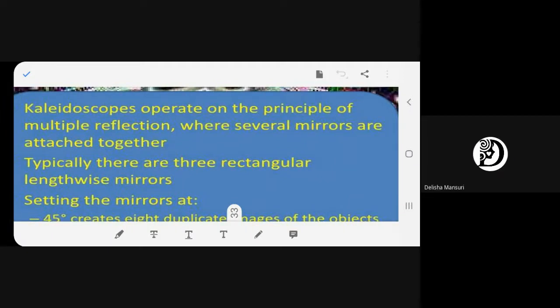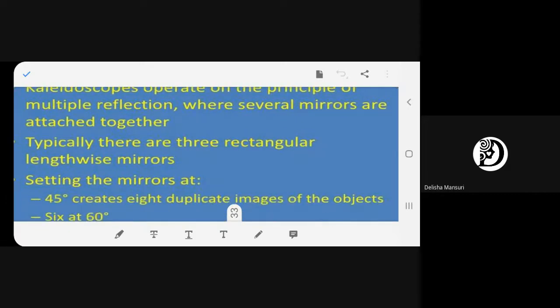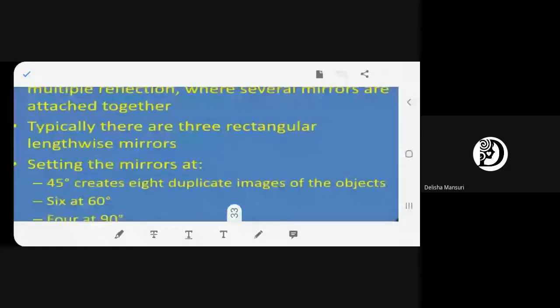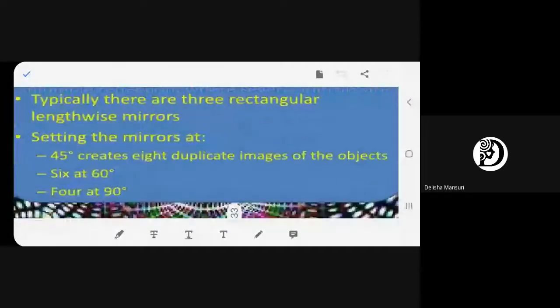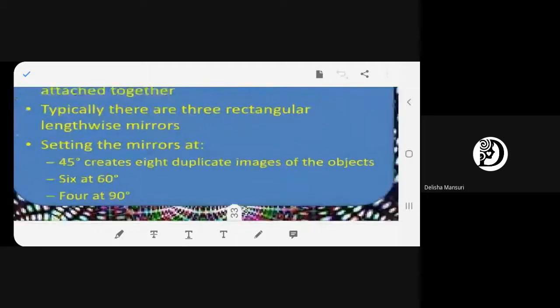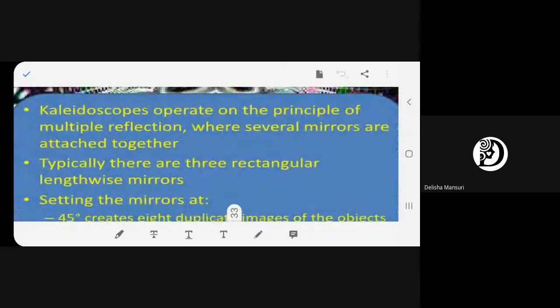Kaleidoscopes operate on the principle of multiple reflection, where several mirrors are attached together. Typically, there are three rectangular, lengthwise mirrors. Setting the mirrors at 45 degrees creates 8 duplicate images of the objects, 6 at 60 degrees, 4 at 90 degrees. Fine. Now this kaleidoscope is working on which principle? Multiple reflection.